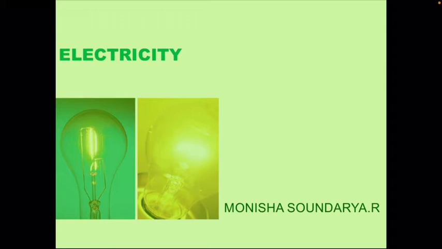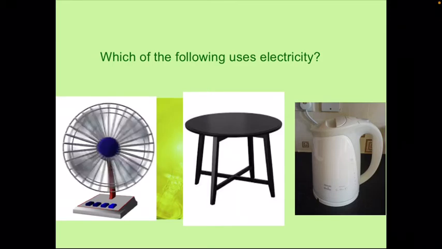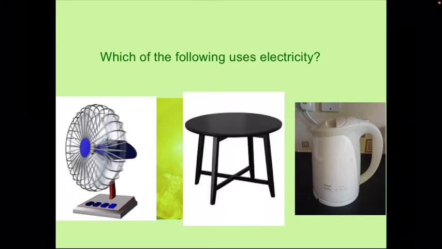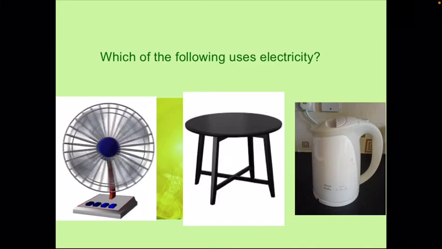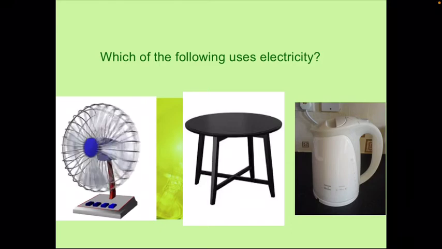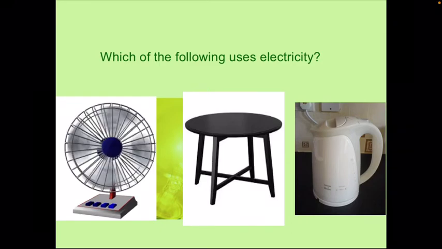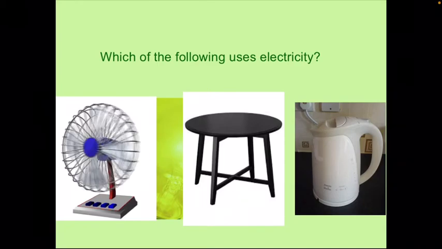The first source of electricity is water, the second is fossil fuels, and the third is our energy resource, the sun. So students, now let me ask you a simple question. Which of these items uses electricity? Can you guess? The first one is the fan, the second one is the wooden chair and the third one is your electric kettle. Can you guess? Yes, of course, it is the fan and the electric kettle. So these are the two objects that use electricity.